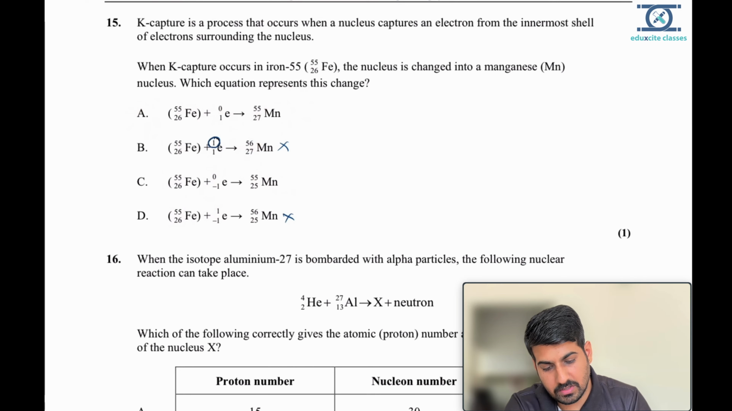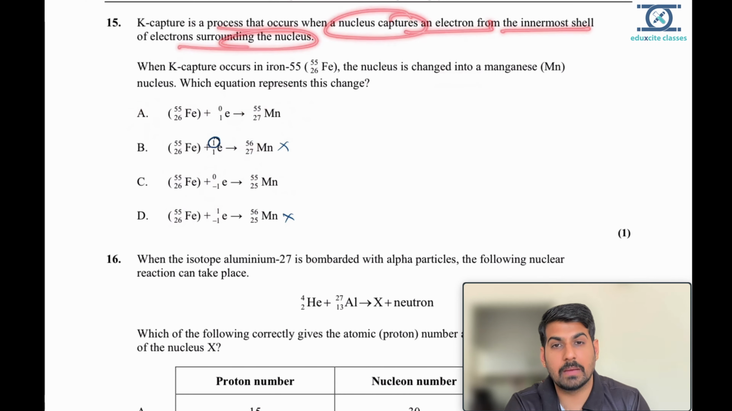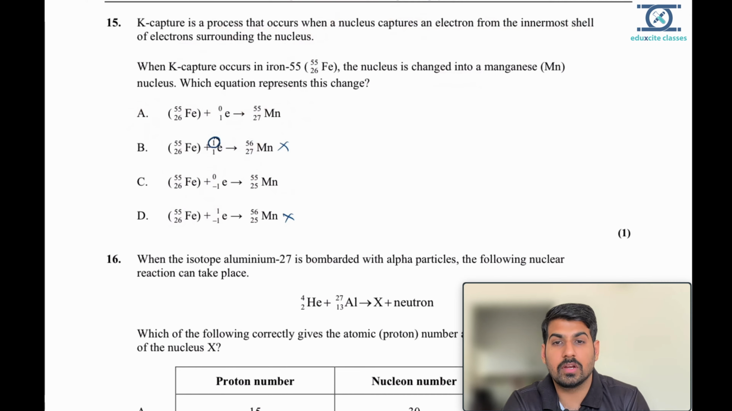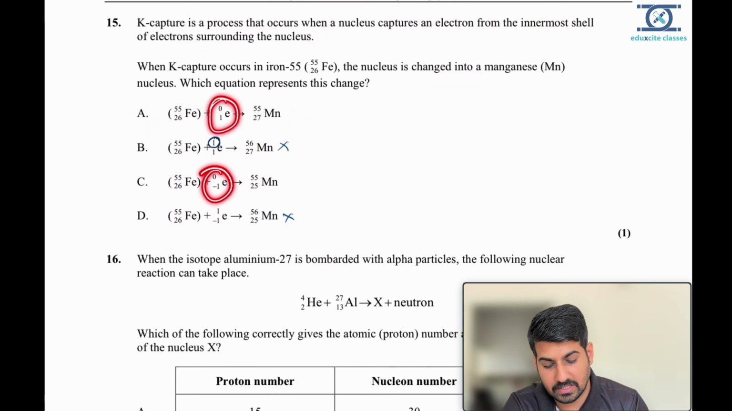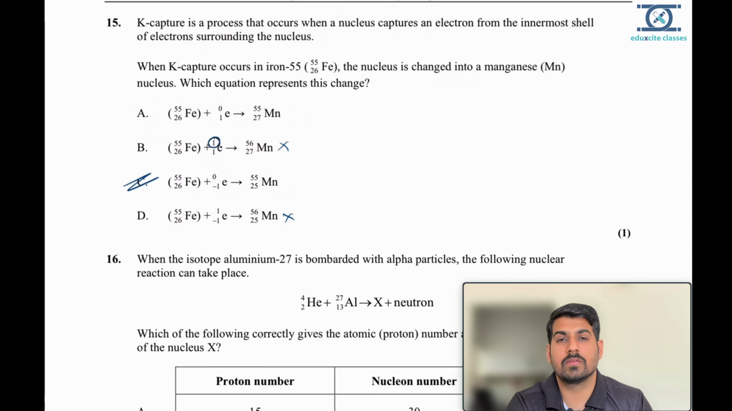So we have to think that electron, now it is saying that an electron from the innermost shell surrounding the nucleus, that when a nucleus captures means it takes the electron. Now this is positron, this is electron. So only option C is the right answer. Read the question. It is saying that a nucleus captures an electron. So this is the nucleus of iron. So it will capture, it will absorb the innermost electron. So electron is having a charge of -1, not +1. Okay. So this will be the only answer.